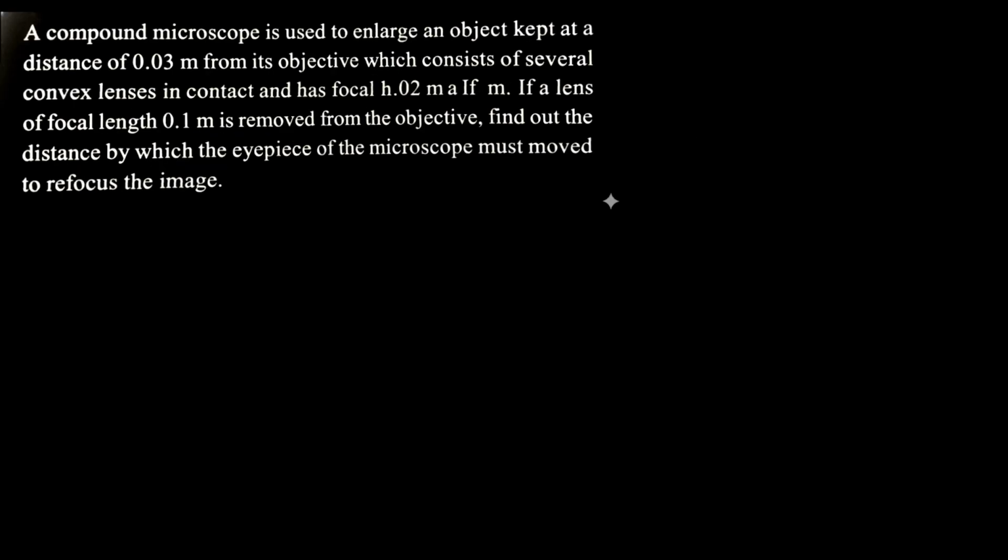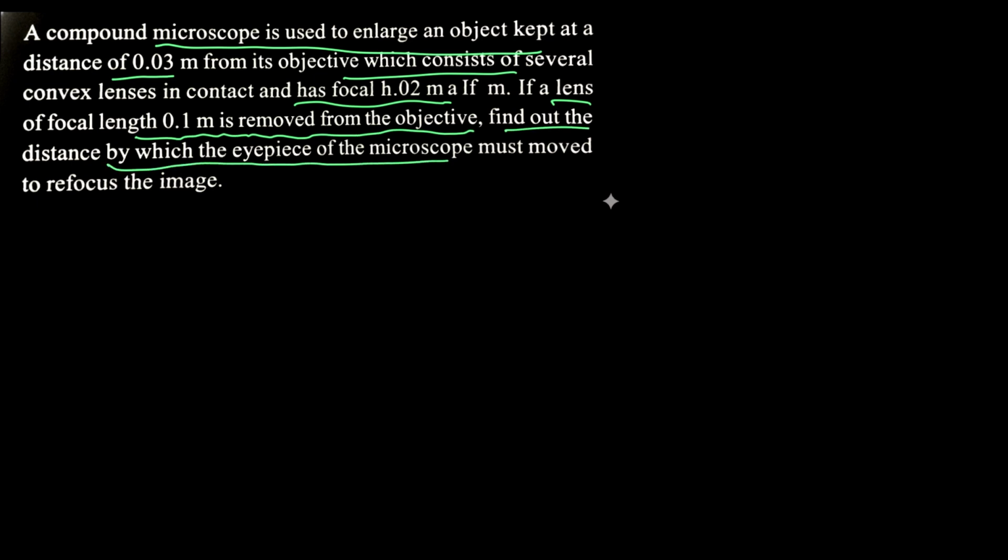Next, a compound microscope is used to enlarge an object kept at a distance 0.03. The objective consists of several convex lenses of combined focal length 0.1. If the lens of focal length 0.1 meter is removed from the objective, find out the distance by which the eyepiece of the microscope must move to refocus the image. So in this case they are using several lenses, and where will be VO?